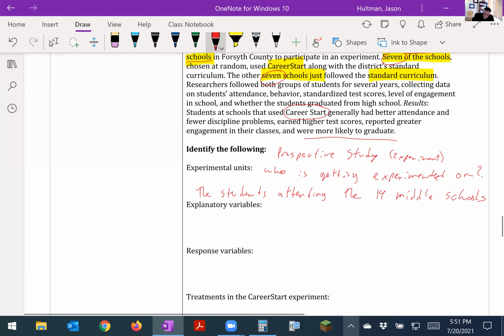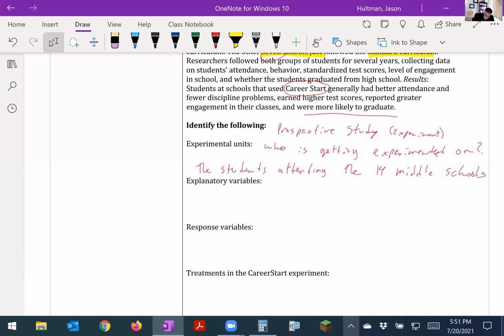Okay, the variables, what were the variables? The independent variable, usually what we call the cause, the thing that's being varied, is whether or not they use the Career Start curriculum. I'll just put Career Start curriculum.